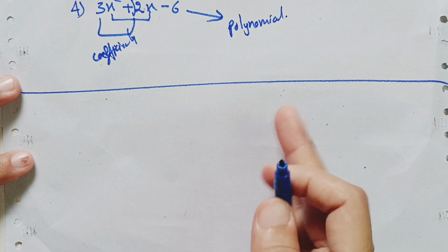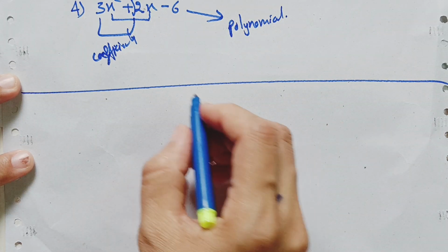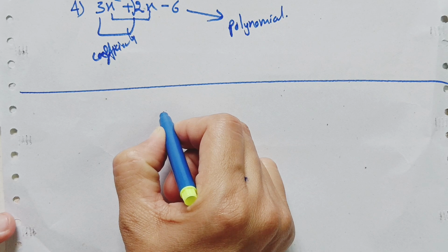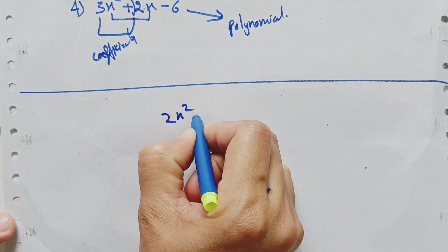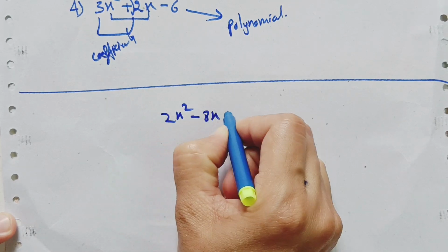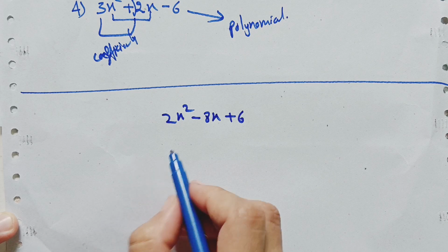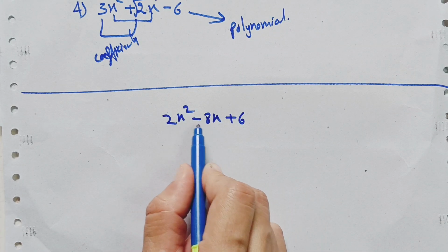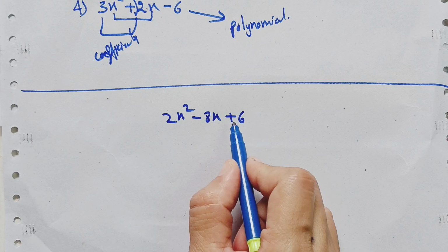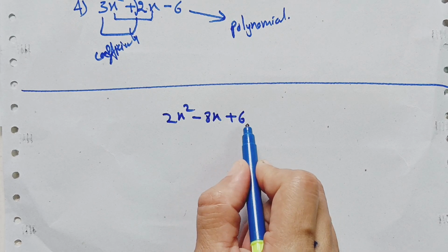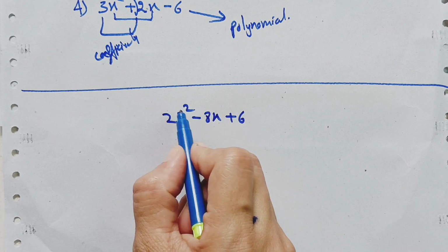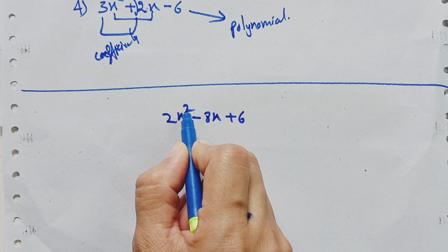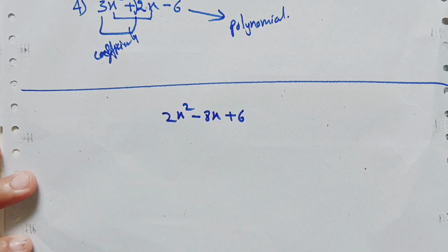Now we'll see how we define polynomials. Suppose we have an expression like 2x square minus 8x plus 6. Okay, this is a polynomial, right? Because we have coefficients, variables, mathematical operations, meaning plus or minus, and a constant. And that too, the power should be positive itself. So this is a polynomial.